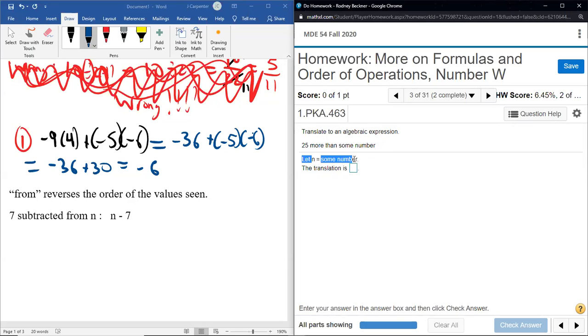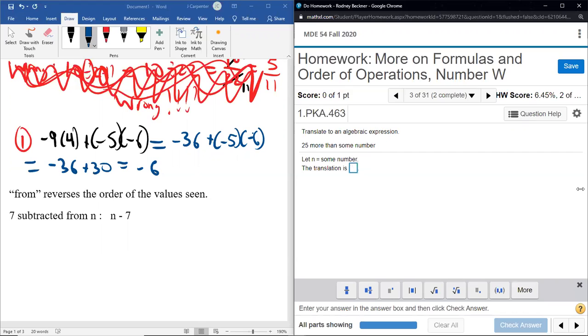So they say let N represent our some number. More than means to add. 5 more than 10 would be 5 plus 10, which is 15, because 10 and then 5 more. So 25 more than some number would be 25 plus that number.